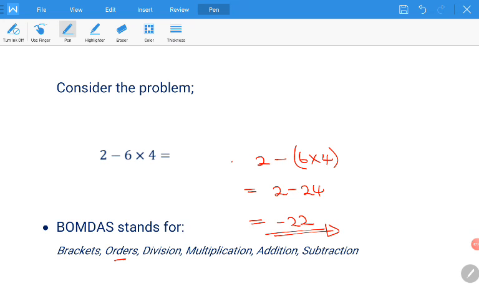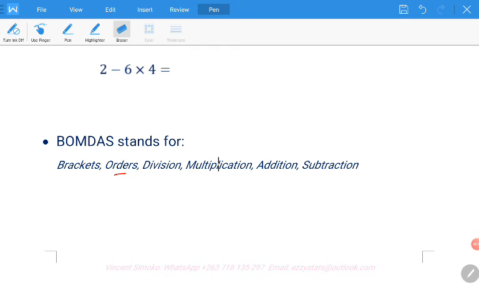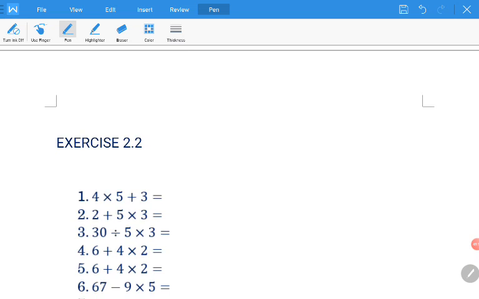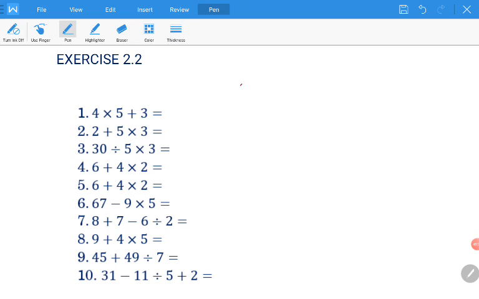This is how we work out these expressions, because there is a multiplication, so we started with the multiplication, then we did subtraction. That's how we use the BODMAS technique. This is a very important technique which gives you the order in which you should solve your expressions. So we have the BODMAS.